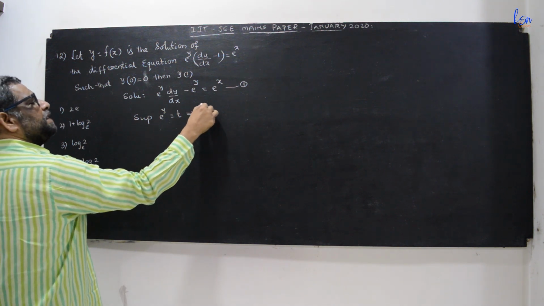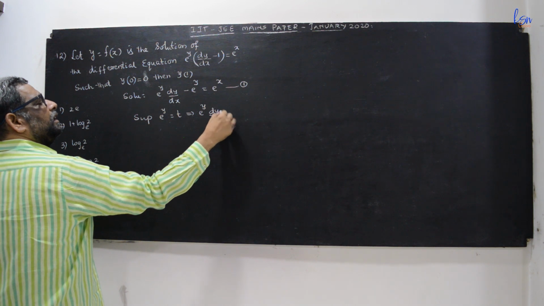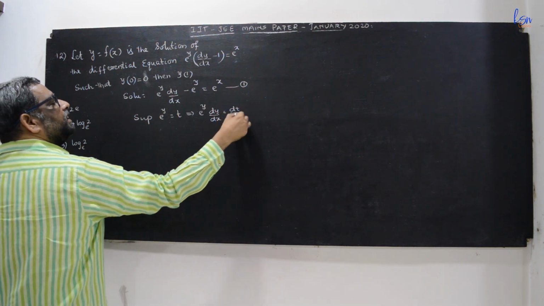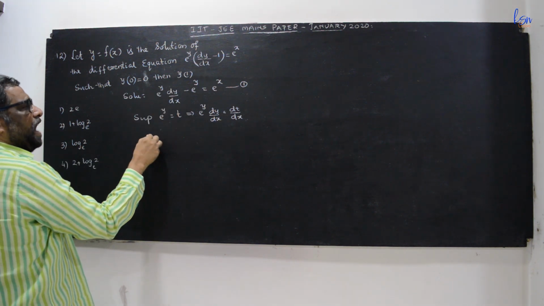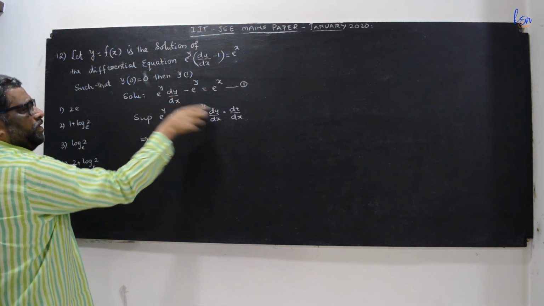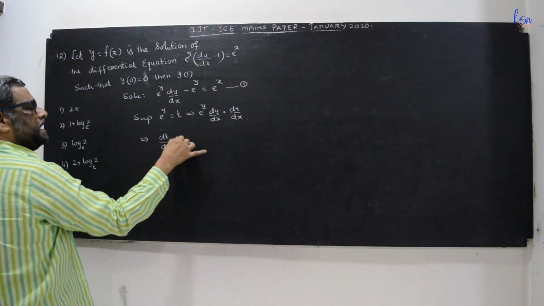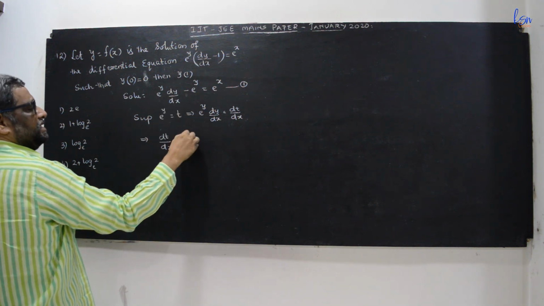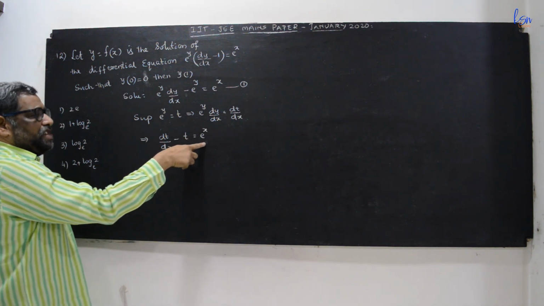This can be written as e power y differentiating dy by dx is equal to dt by dx. Now substitute these values in the first equation. We have e power y dx dt by dx minus e power y is a t is equal to e to the power of x. It's a linear differential equation.